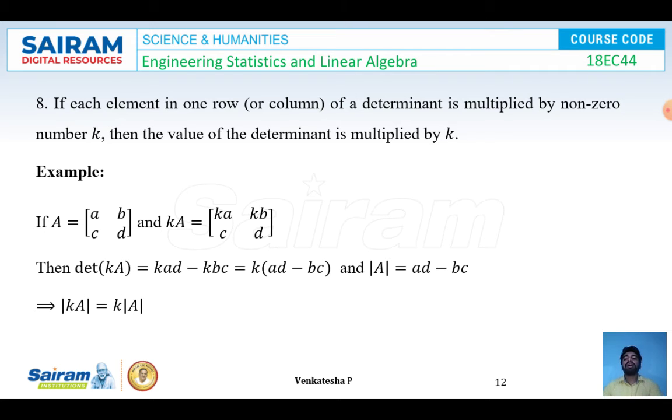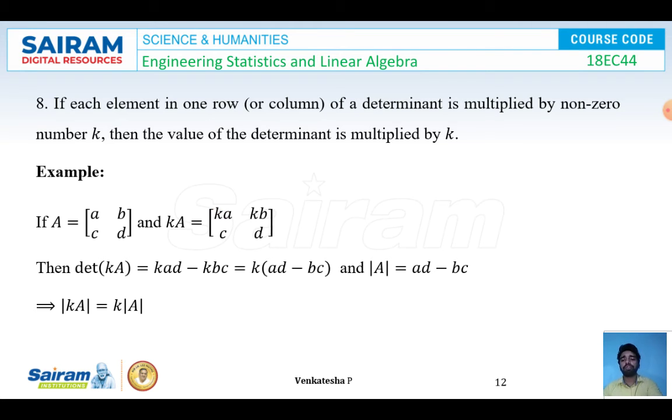Property number 8: if each element in one row or one column of the determinant is multiplied by a non-zero number k, then the value of the determinant will be multiplied by the scalar k. For example, I'm taking a matrix A, that is A, B, C, D, and I'm multiplying k for this matrix. So I got kA, kB, C, D, multiplying k for row 1. Now I am going to find the determinant of this matrix.